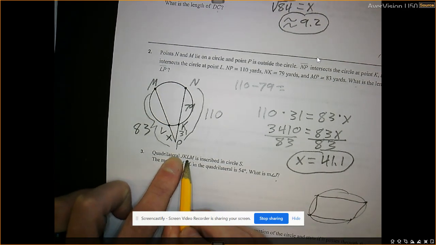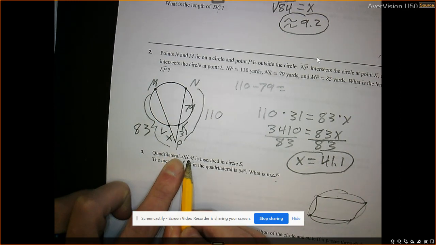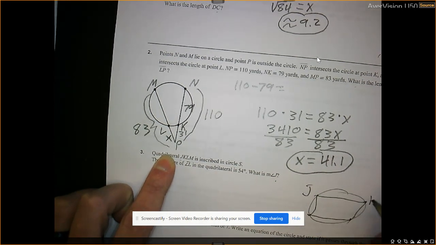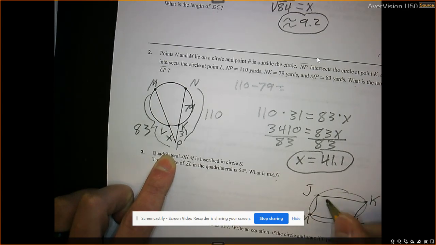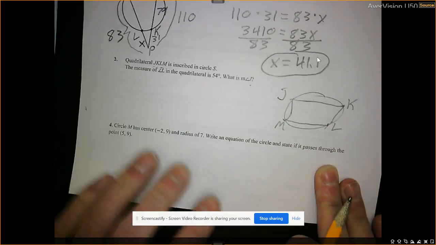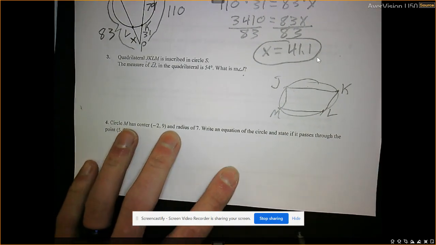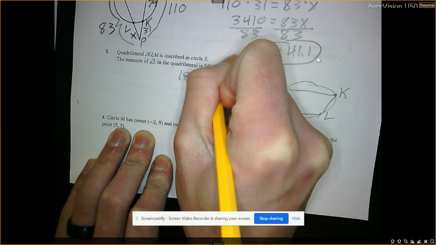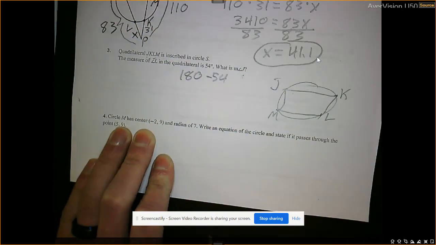Otherwise, you could say, oh, J and L, those are not 2 letters that are right next to each other, so those are opposite angles, right? If we drew this out, we would have J, K, L, M. J and L are opposite angles across from each other. And you need to know that opposite angles add up to 180, okay? So in other words, 180 minus 54 would give us angle J.